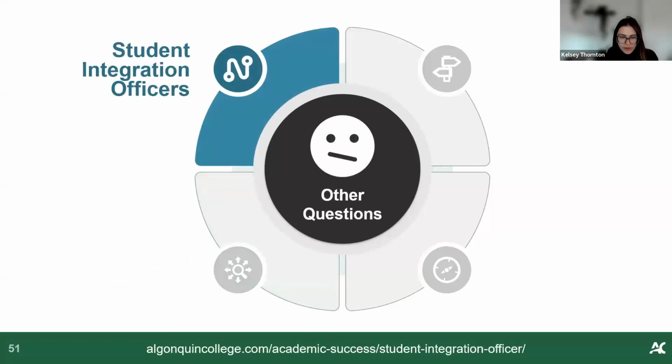Student integration officers, or SIOs, can help with a variety of questions and refer you to the right department if you're not sure where to turn. You can drop by our office in room C037, or you can submit your questions online. We'll put them in the chat. Next slide, please.